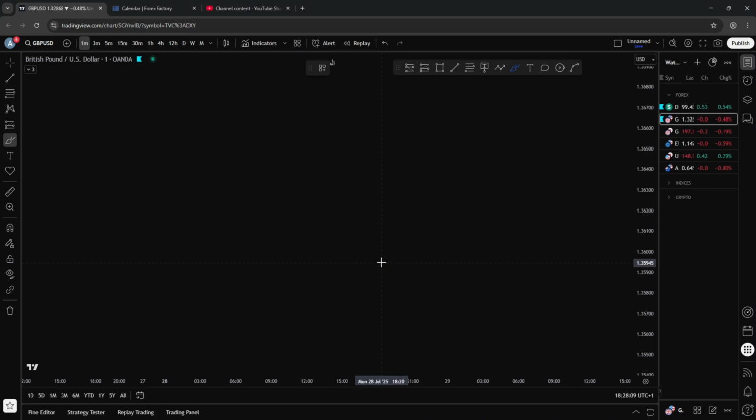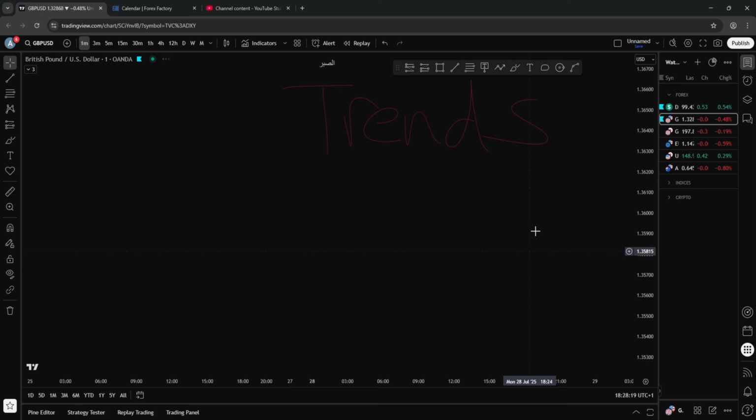So in terms of how I view the markets, a lot of you beginners already will know the term trends, right? Now in terms of trends, we know there's an uptrend, we know there's a downtrend, and we also know there's a sideways trend as well. So let's talk about them.